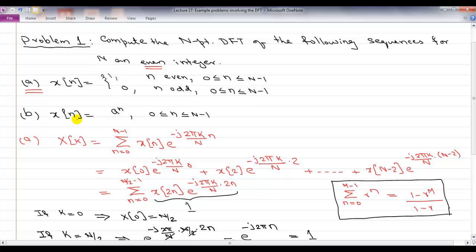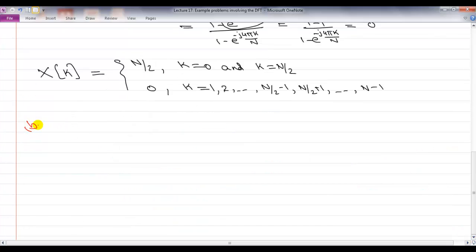Okay, now I want to go back to part B, which is very similar. The only thing I would clarify in this is x[n] equal to a^n for n from 0 to N minus 1, and I will say that a is not equal to 1. I'm going to make the assumption that a is not equal to 1 so that I can make it simpler. So again, we start with the DFT formula, X[k] equals summation n from 0 to N minus 1 x[n] e to the minus j 2 pi k over N times n.